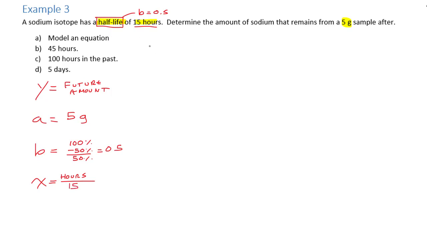All right, so let's set up our equation. Part A. So we have y equals a times b to the power of x. So y equals, we have 5 grams to start with. 0.5 is half each time. And we're going to take, I'll just use h for hours divided by 15. So how much will we have in 45 hours, right?